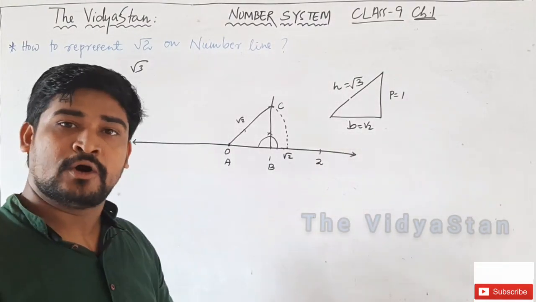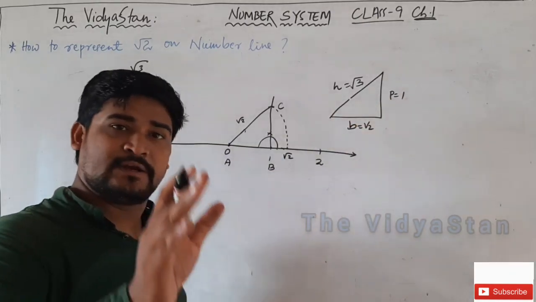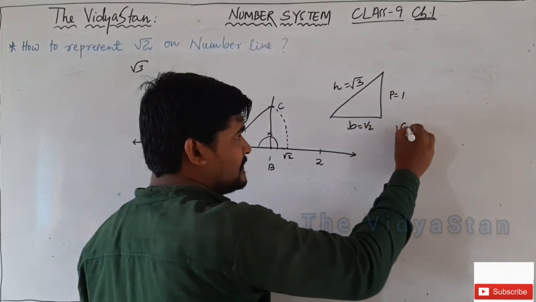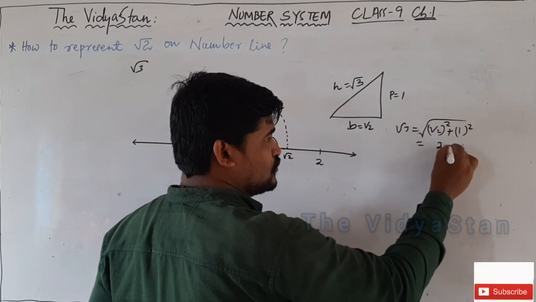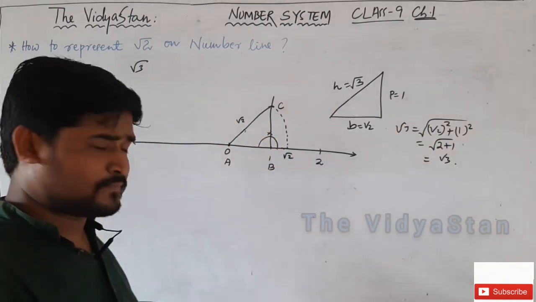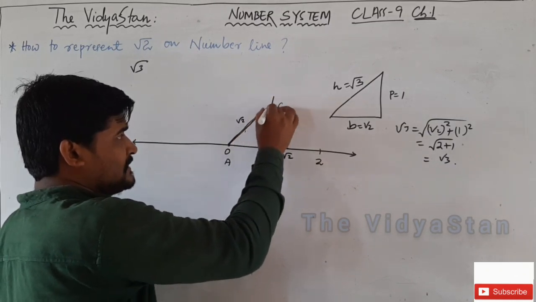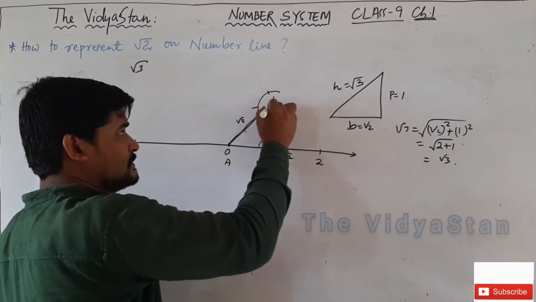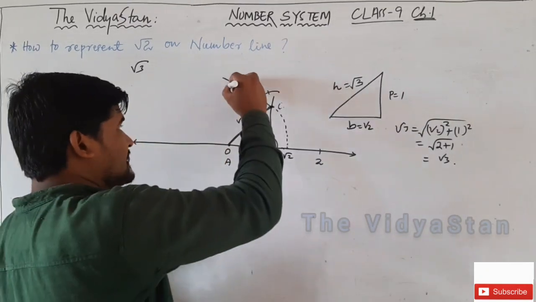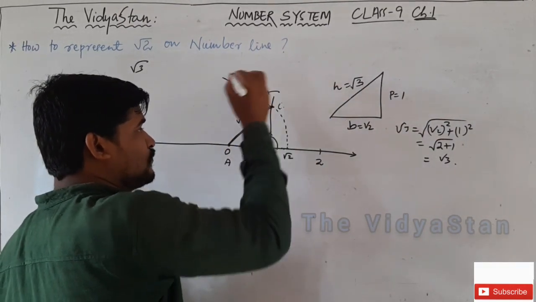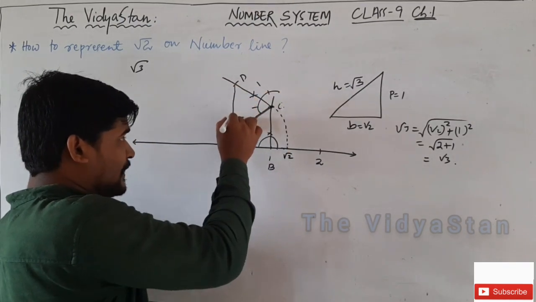In a similar way we can draw root 3 on the number line. For root 3, we have to draw the base root 2 and the perpendicular 1, and hence root 3 will be the square root of root 2 square plus 1 square, which is equal to the square root of 2 plus 1, that is, root 3. So from our previous drawing of root 2, we will draw a perpendicular on C. Then measure an arc by taking center C. Here suppose this is D and CD will be 1 unit, like AB and BC.